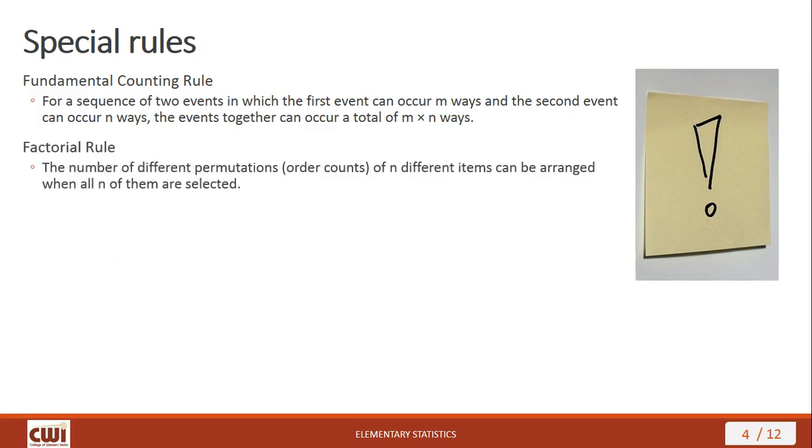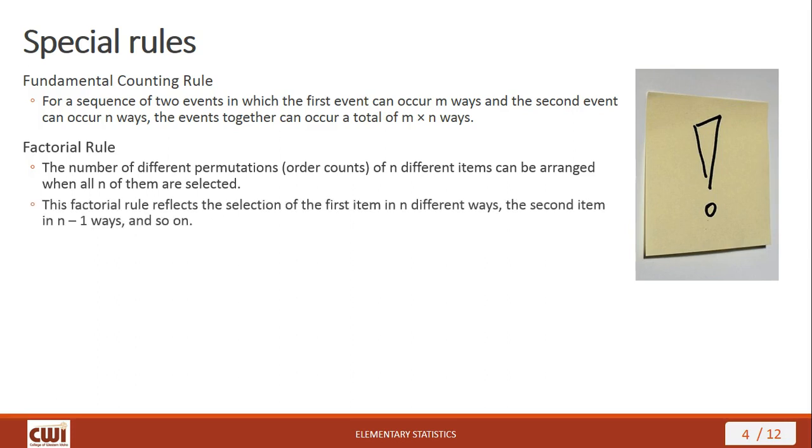Then we have the factorial rule. The factorial rule says the number of different permutations, or arrangements where order counts, of n different items can be arranged when all n of them are selected. Basically, what this is saying is that we're selecting the first item in n ways, and then the second item is being selected in one less way, and then the third item in one less way, so on and so forth, until we've selected all the items.